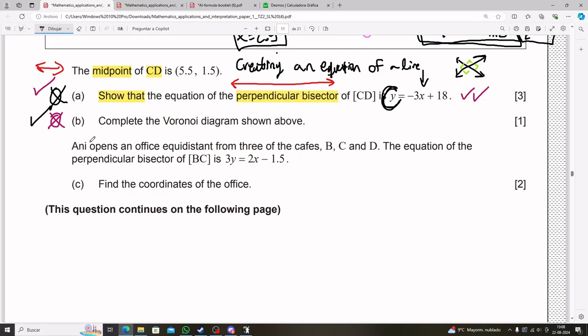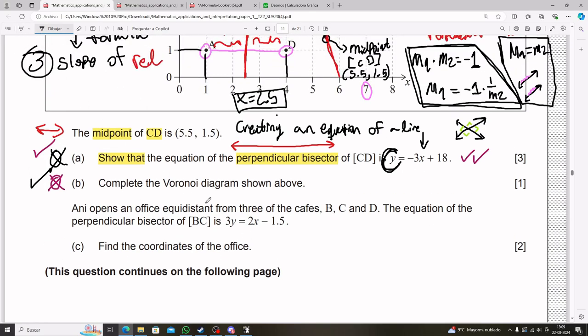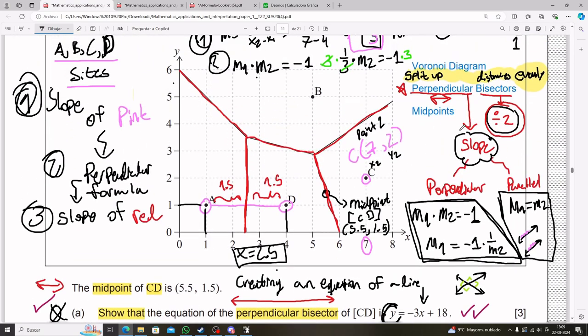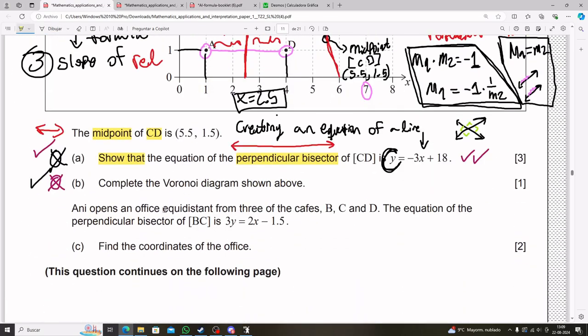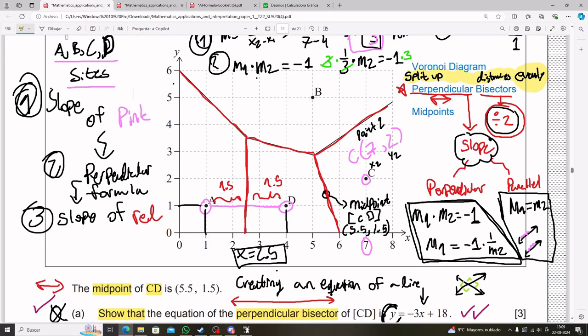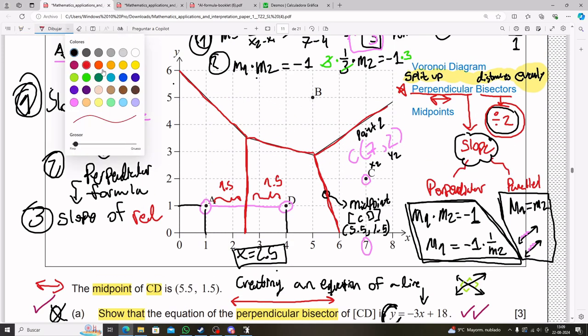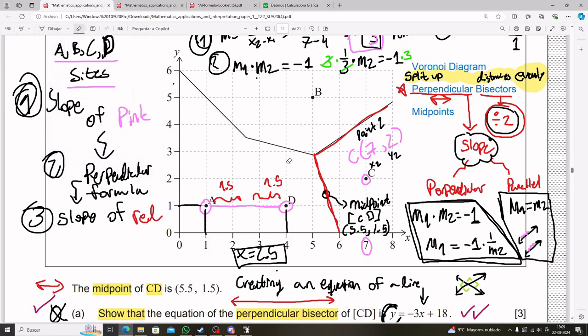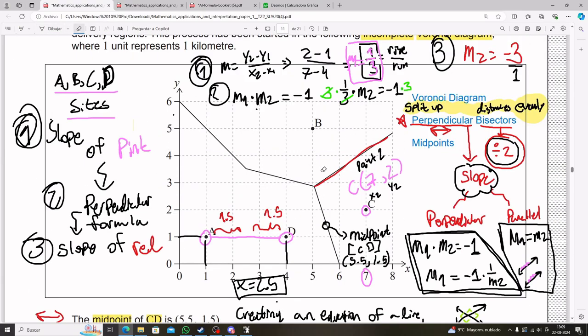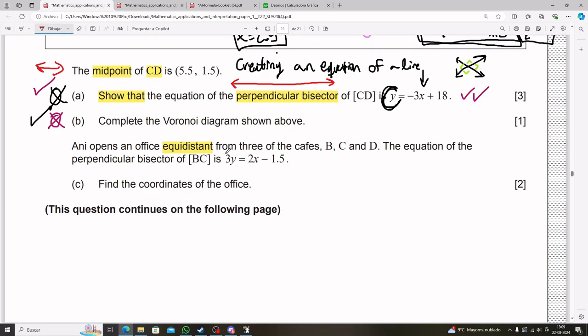And last but not least, we know that Annie opens an office equidistant from 3 of the cafes, B, C, and D. So that's the other thing I need to mention. All these perpendicular lines that are in red, the perpendicular bisectors, help you make everything equidistant. It is a fact of Voronoi diagrams. The equation of the perpendicular bisector of BC is this line here, the line in red, and the equation of that red line is this.